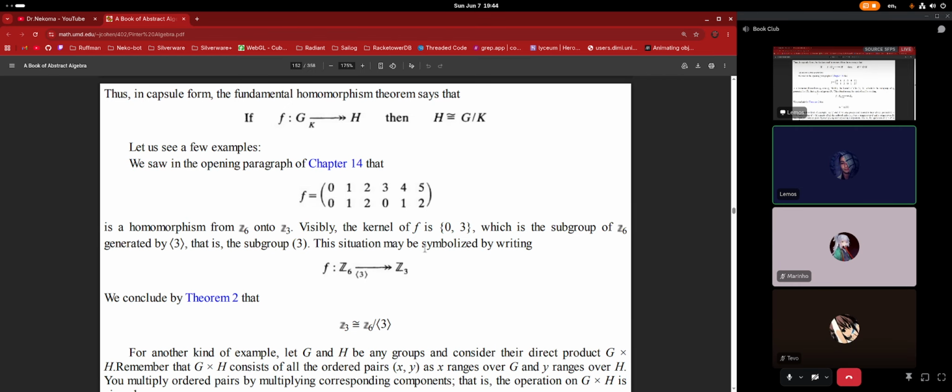The situation may be symbolized by this writing. So if you want to go from modulo 6 via the kernel of this f, which in this case is multiples of 3, you go to modulo 3 actually. And then we conclude that modulo 3 is isomorphic to modulo 6 by the kernel of f, which in this case is multiples of 3.